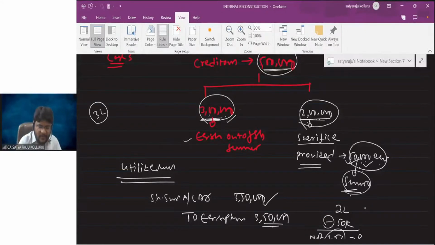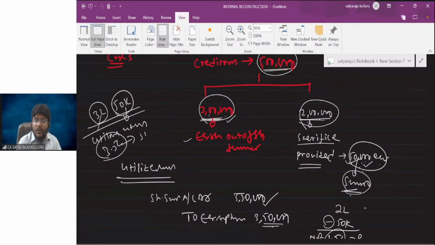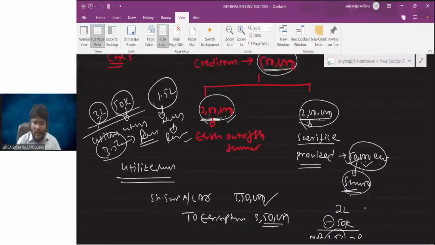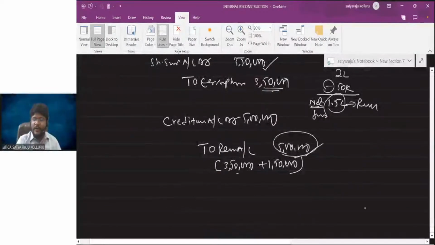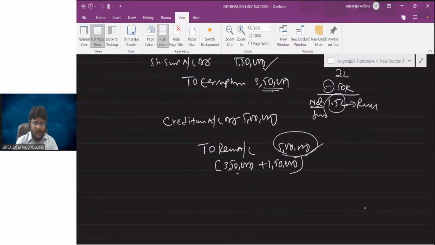Now 3 lakhs straight away utilization. For the 50,000 they are expecting in return, that's why you are utilizing. So 3.5 lakh you should transfer to reconstruction account, because you are utilizing the share surrender. The remaining 1.5 lakh is net sacrifice. For that you should transfer to reconstruction. Total 3.5 lakhs for the purpose of utilization of share surrender, and 1.5 lakh for the purpose of real sacrifice. Total 5 lakh you should transfer to reconstruction. Is it clear? If you still have any doubt, all doubts are going to be resolved through the next problem, guys. Okay.